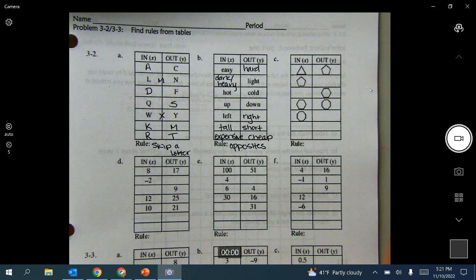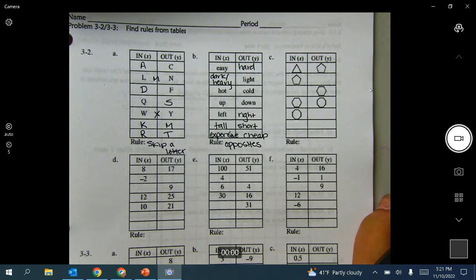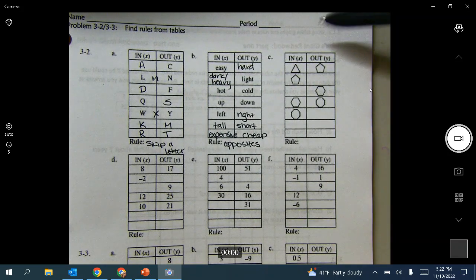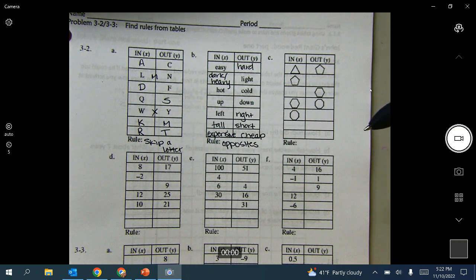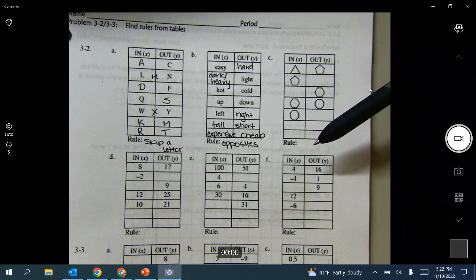All right, so my expectation is that you guys are creating some examples down there. And again, if you have not had a chance to try and figure out the pattern for C on your own, I want you to go ahead and pause the video right now to see if you can figure it out before I give you the answer.